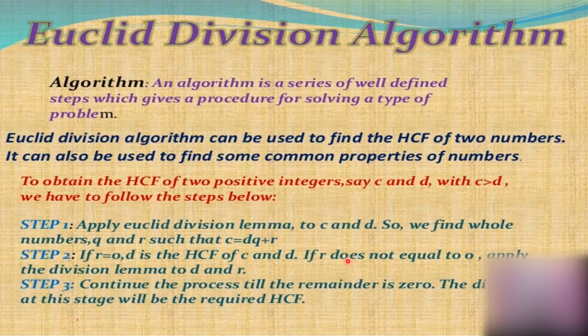If R does not equal 0, then apply the division lemma to D and R, that means the divisor and the remainder. Continue the process till the remainder is 0. The divisor at this stage will be the required HCF. Let's try to solve one example for this.